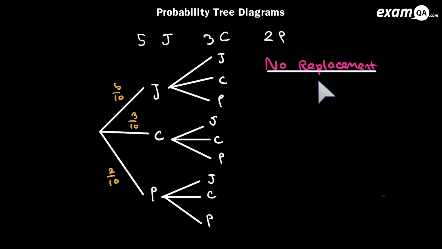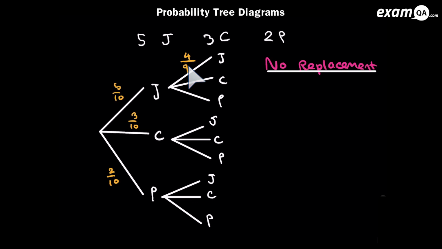Okay, so I've picked a jam. What's the probability of me picking another jam sandwich? Now remember, there's not 5 left now. Since I've taken one, there's 1 less. So if there's 1 less, there must be 4. Now it's not going to be 4 out of 10, because if there's 1 less, the total is also less. So it's going to be 4 out of 9.